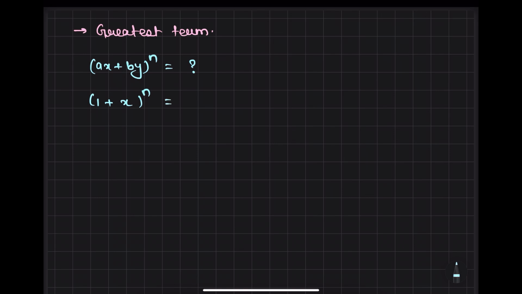So now let's expand this. You know that you will have nC0 x^0, nC1 x, nC2 x², nC3 x³, and so on. You have to understand and memorize the result for this condition, because you can never expect that they will always give you (1 + something)^n. They can give you anything.